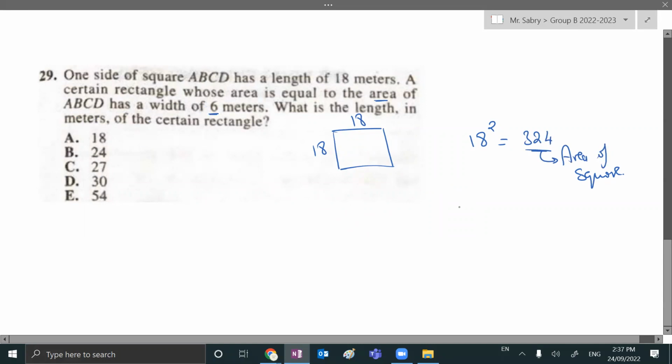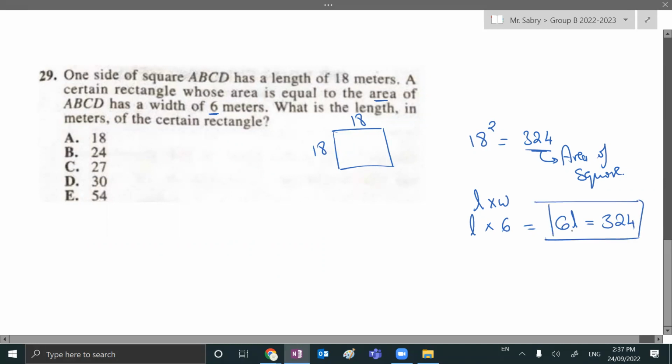Now, what's the area of a rectangle? It's supposed to be length times width. One of them, the width, is 6. I do not know the measure of the length, so the area of that rectangle should become 6L. And 6L is supposed to be equal to the area of the square, which is 324. So now I have an equation.